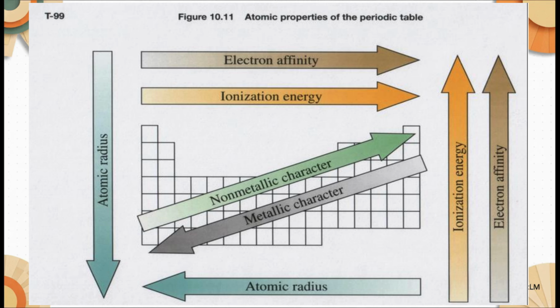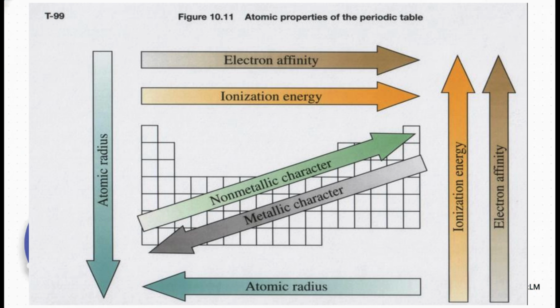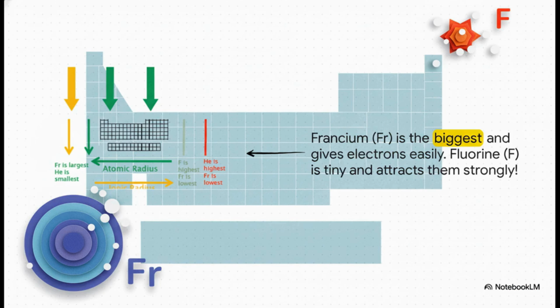Atomic size, how big the atoms are, increases as you go down and to the left. See that? Now look at the other arrows for ionization energy and electronegativity. They point the exact opposite way, up and to the right. It's perfect. If you just remember where the big atoms are, you automatically know that the most electron-greedy atoms are in the opposite corner.